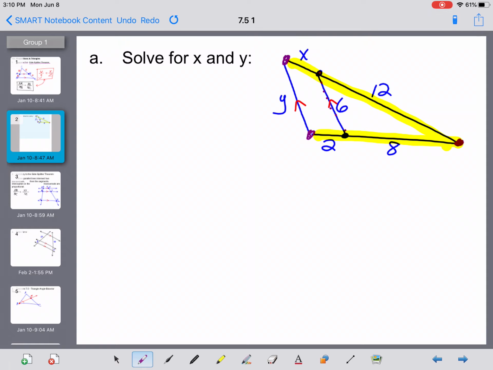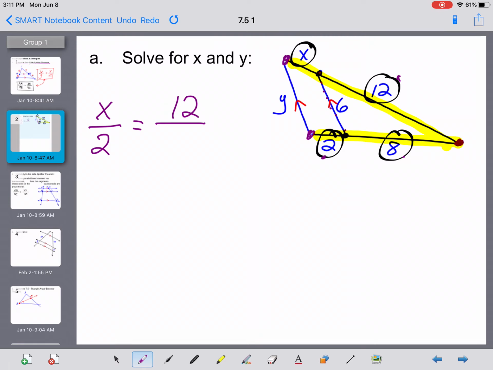Okay, so the numbers we're going to be looking at here are the X and the 12 on the top side, and the 2 and the 8 down here on the bottom. Now the cool thing about the side splitter theorem, guys, is that it sets up exactly the way that it looks. It's already in the right order. If you take a look at those four numbers that I circled, X is in the top left corner, so I can put an X right here. 2 is in the bottom left corner, so I can put the 2 down there under the x. 12 is in the top right, so that can go top right. 8 is bottom right, so that can go there.